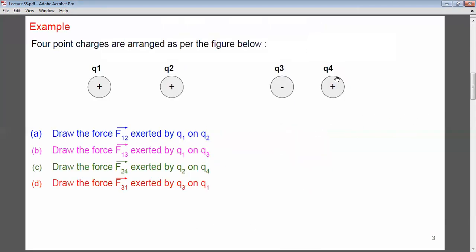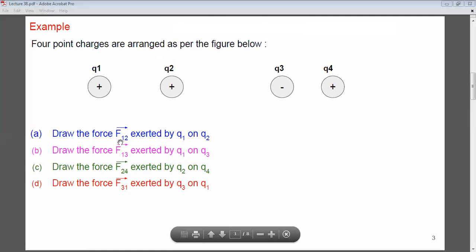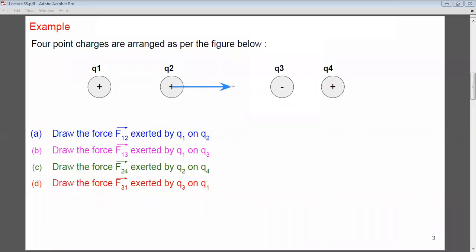Let's do this simple exercise by just drawing the direction of the force. Four point charges Q1, Q2, Q3, Q4 are arranged as per the figure below. Draw the force F12, so let's do it in blue. Draw the force F12 exerted by Q1 on Q2. So it is by Q1 on Q2. So I come on Q2 and I draw this force. This is F12. Okay, and we put the arrow for the force.